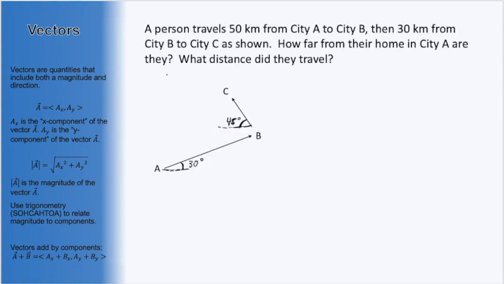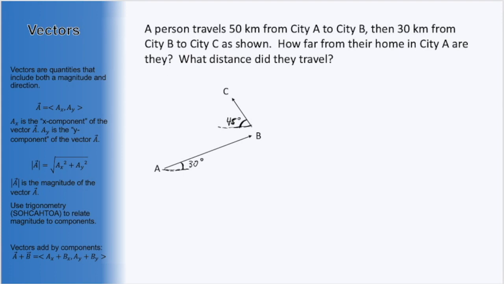Next, let's consider this example. A person travels 50 kilometers from city A to city B. Then 30 kilometers from city B to city C as shown. How far from their home in city A have they ended up? Also, what distance did they travel? This question ends up relating to how vectors add together.